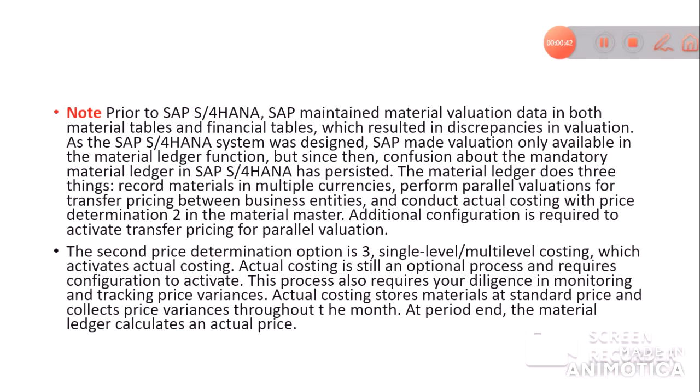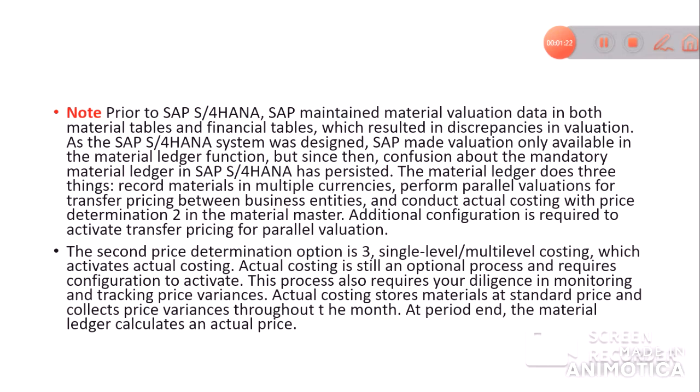Okay. And note, prior to SAP S4 HANA, SAP maintained material valuation data in both material tables and financial tables, which resulted in discrepancies in valuation. As SAP S4 HANA was designed, SAP made valuation only available in the material ledger function. But since then, confusion about the mandatory material ledger in SAP S4 HANA has persisted. The material ledger does three things: record materials in multiple currencies, perform parallel valuations for transfer pricing between business entities, and conduct actual costing with price determination 2 in the material master.